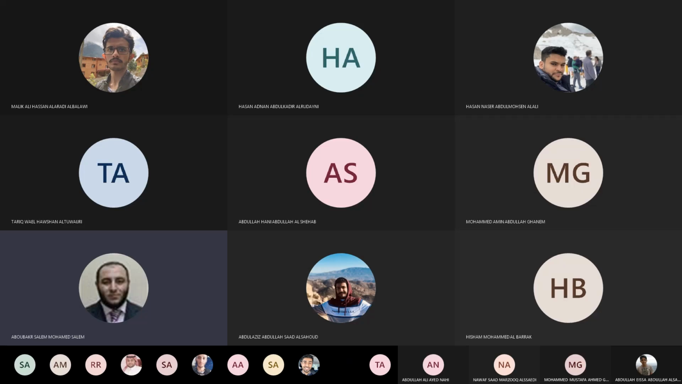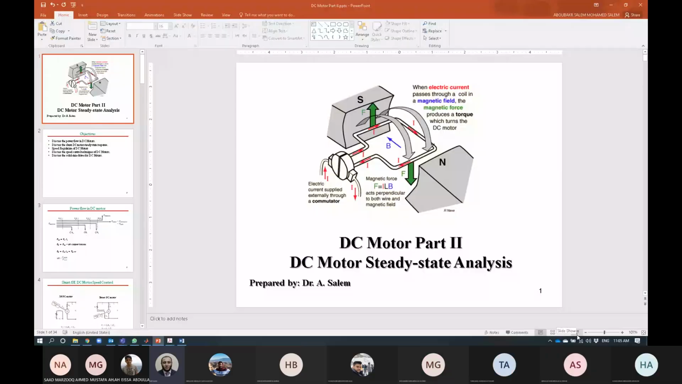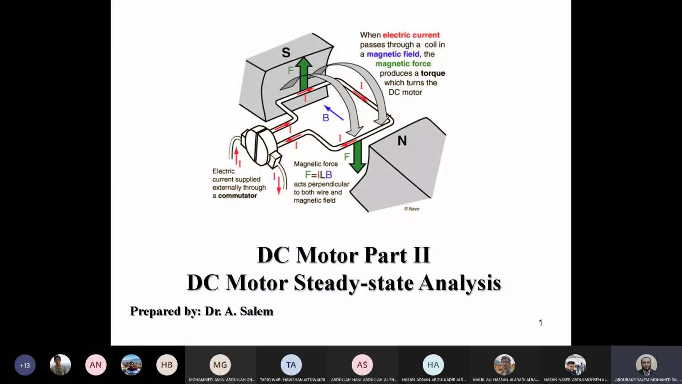Of DC motors. Previously we discussed the transient analysis, and we derived the mathematical model, block diagram and transfer function for the DC motor in the mode of separately excited DC motor, which is mostly used in industry. Or shunt, it's equivalent to shunt as well.